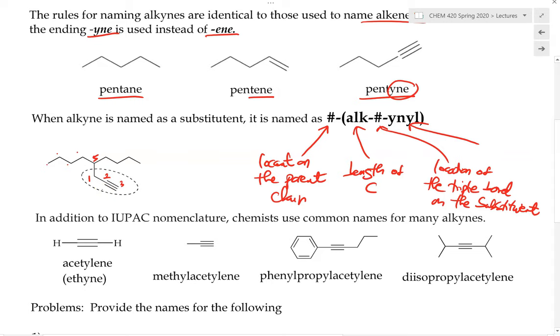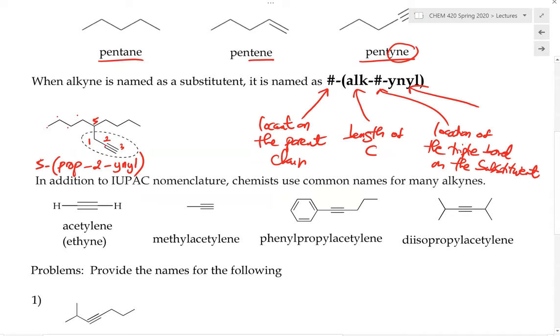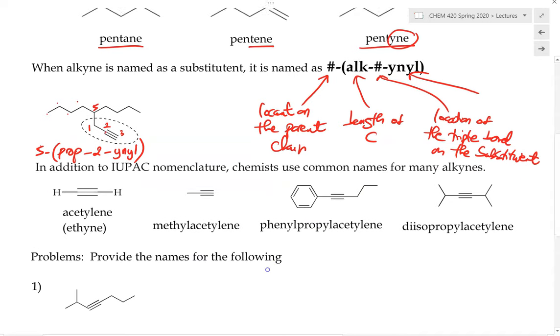So therefore, putting all of this together to name this, it will then be 5, followed by a hyphen. And now "prop," because this is a 3 carbon long functional group, and then followed by 2, and then "enol." So the number 2, because the triple bond starts on carbon number 2 on this substituent. And then number 5, because this is the location where this entire substituent falls off on the parent chain. So that's how we would name the alkyne as a substituent, if we have to name it that way.